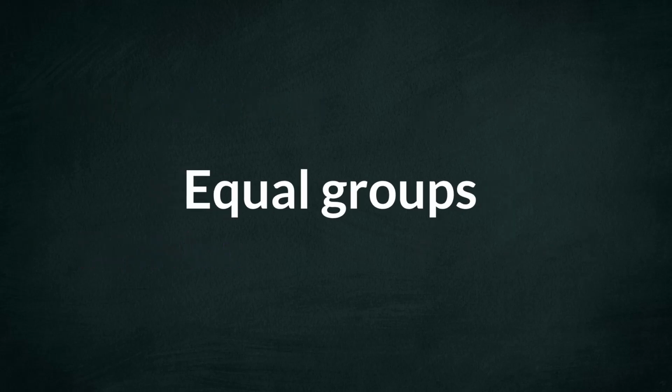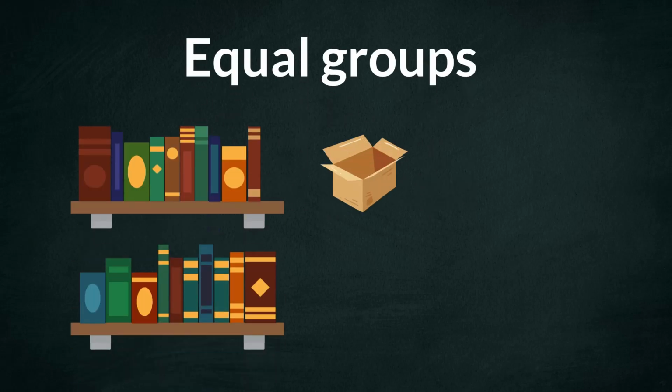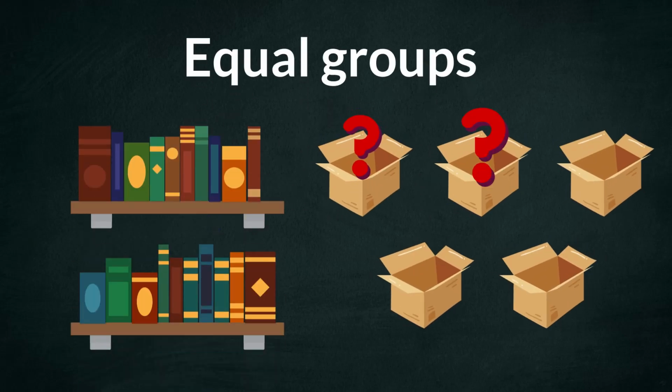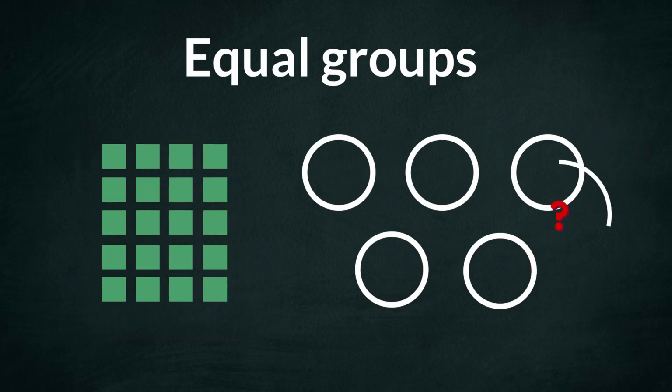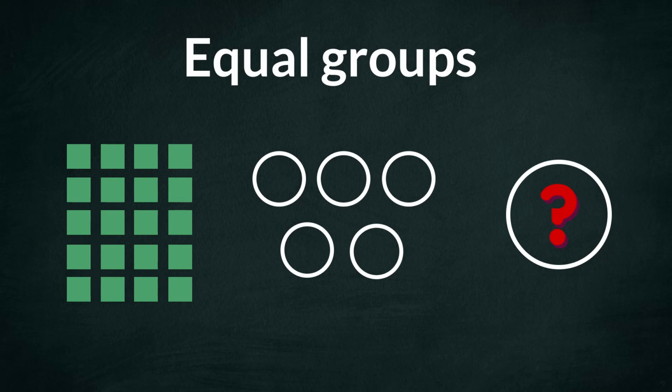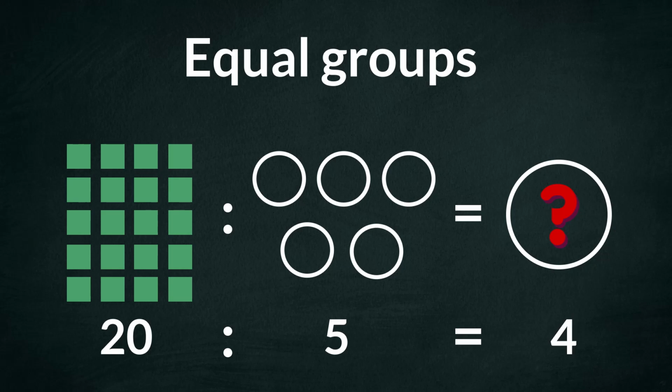Sometimes you'll be asked to solve a problem like dividing 20 books into 5 boxes. How many books are there in each box? The amount of books is the total value, and the boxes are groups. To find the value in each group, we just need to take the total value and divide it by the number of groups. 20 divided by 5 equals 4.